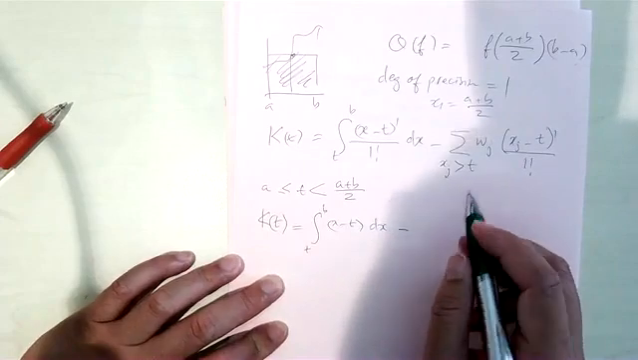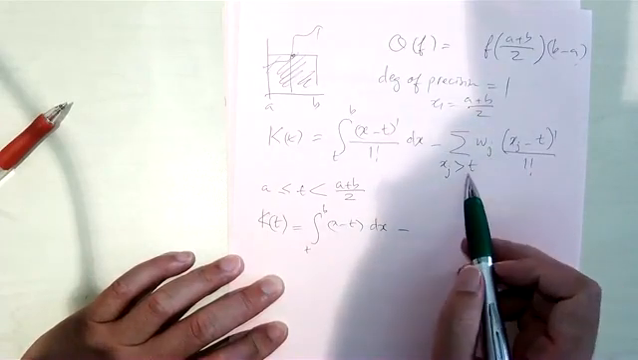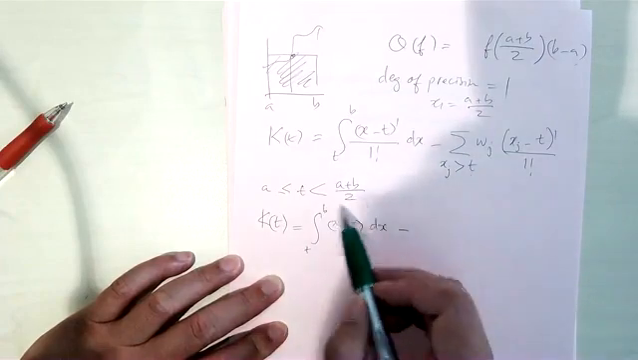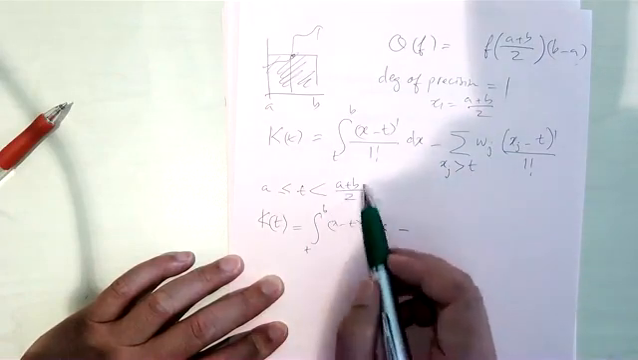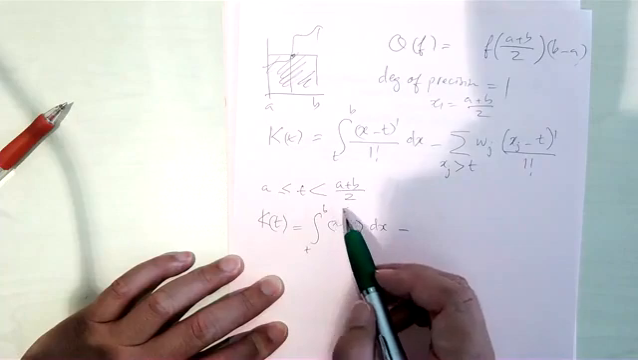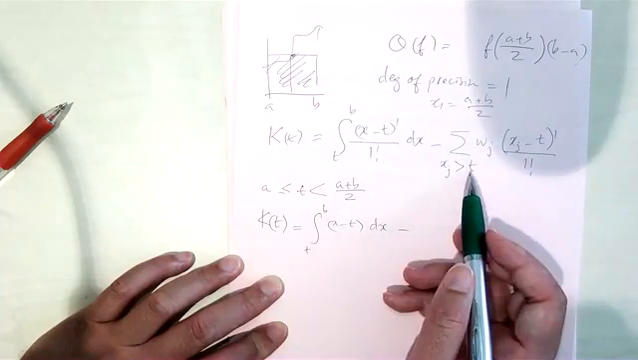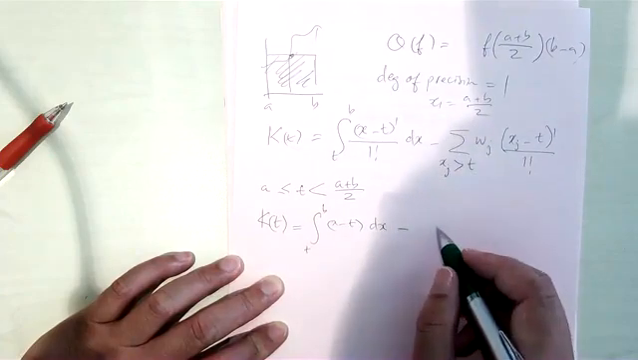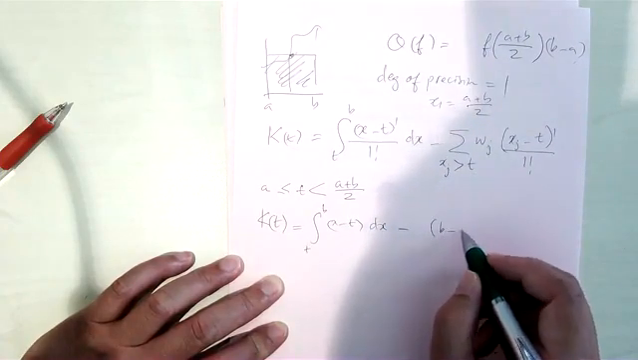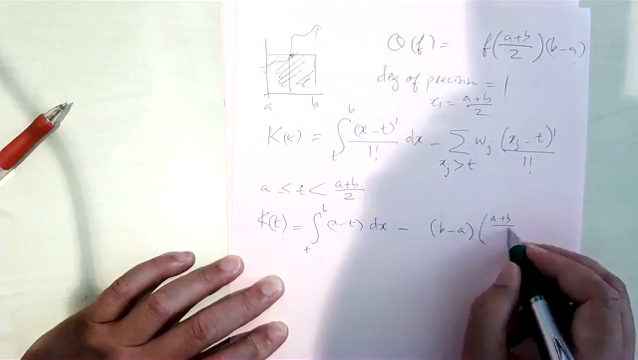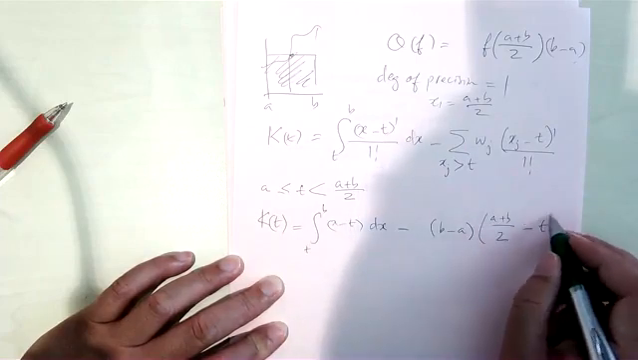But now, what quadrature point is bigger than T? Well, definitely, we have only one quadrature point, yeah? That is (A plus B) over 2, and it's bigger than T, only one point. So then you have the weight, which is B minus A, and the quadrature point is (A plus B) over 2 minus T, yeah?